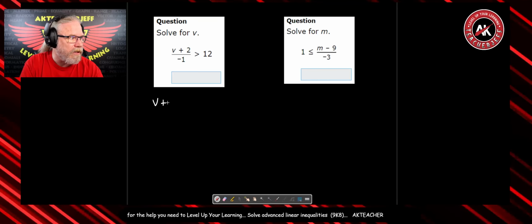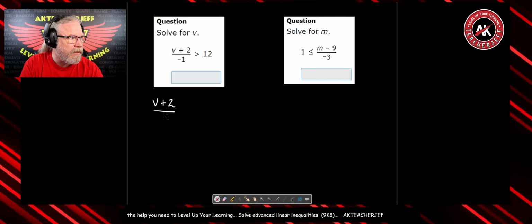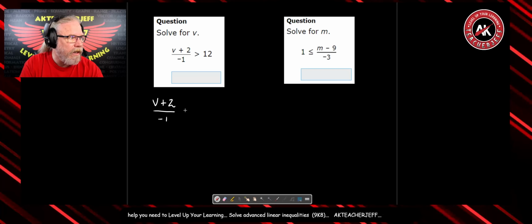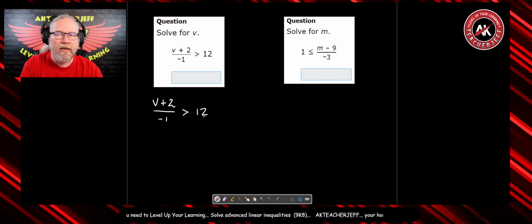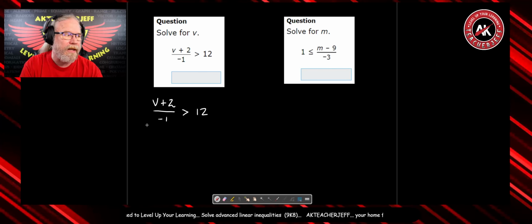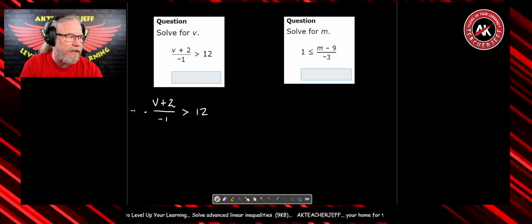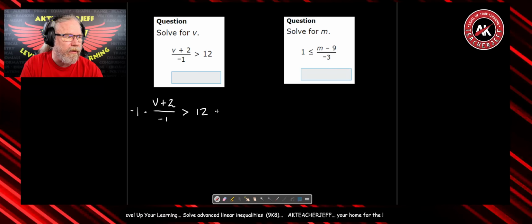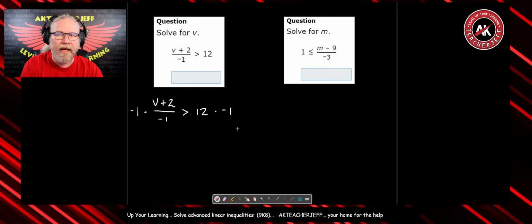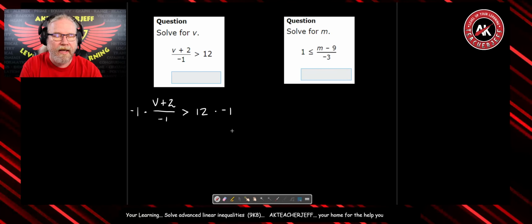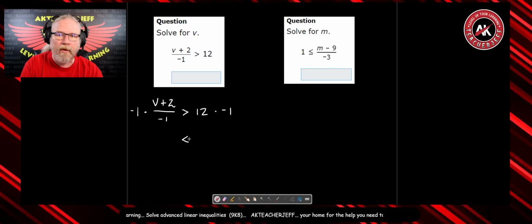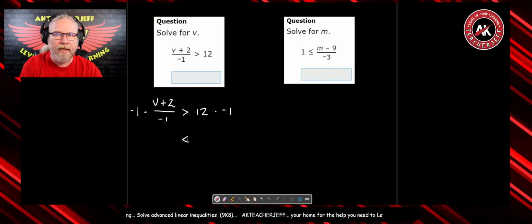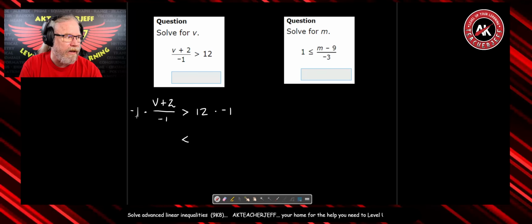I have v plus 2, and all this is over negative 1, and this is supposed to be greater than 12. So we want to get rid of the fraction. We're going to multiply times the denominator. Well, it happens to be that the denominator is negative. And any time that we multiply both sides by a negative number or divide both sides by a negative number, we need to switch the sign. So let's go ahead and switch our sign before we ever do any more calculations. Let's switch that sign so that we don't forget.